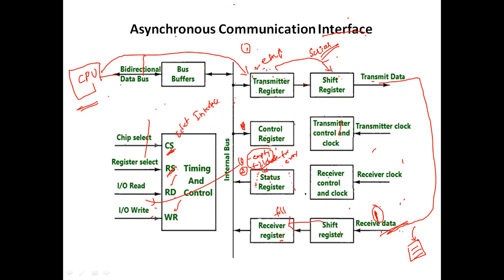The interface also checks for any errors during the transmission. That is the advantage of this asynchronous communication interface. The three possible errors that we are going to get are, the first one the parity error, the second one the framing error, and the third one the overrun or overflow error. These are the three errors that we commonly get. So this is how the asynchronous communication interface works.